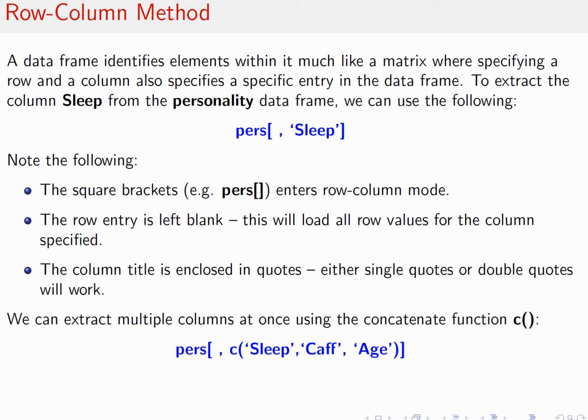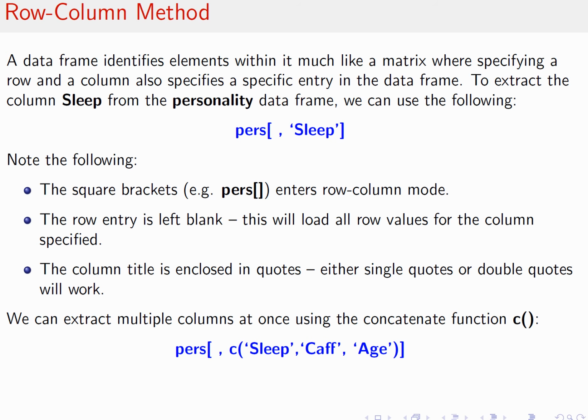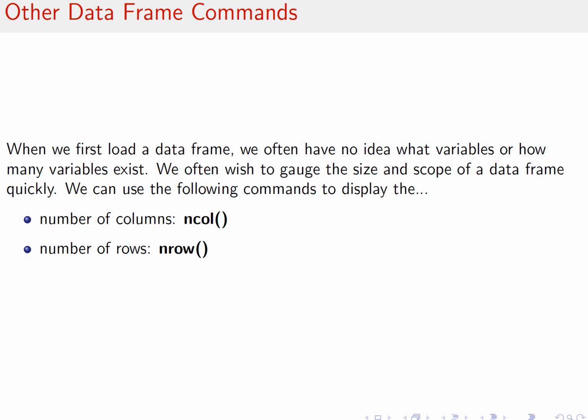So just one second before we jump in and show how to do this in the notebook, there is another command or two. It turns out that often when we load a data frame, we don't even know how many columns or rows are in it. And just as an initial getting some sense of the size and scope of the data, we often use ncol and nrow and the data frame name to find these things out.